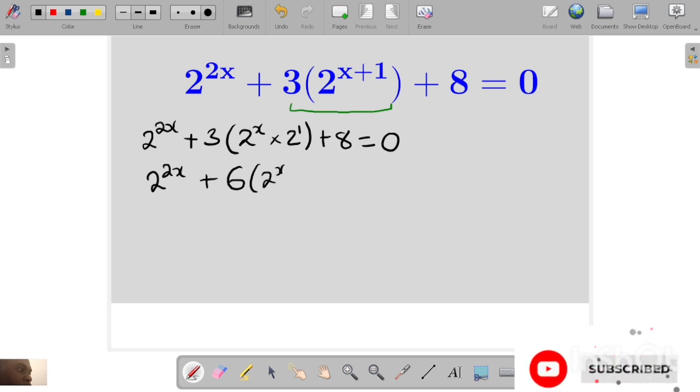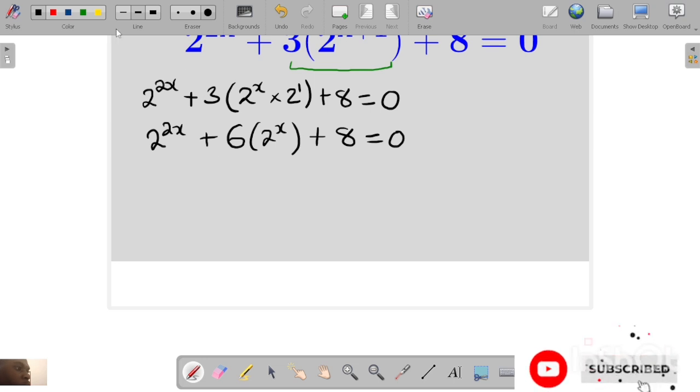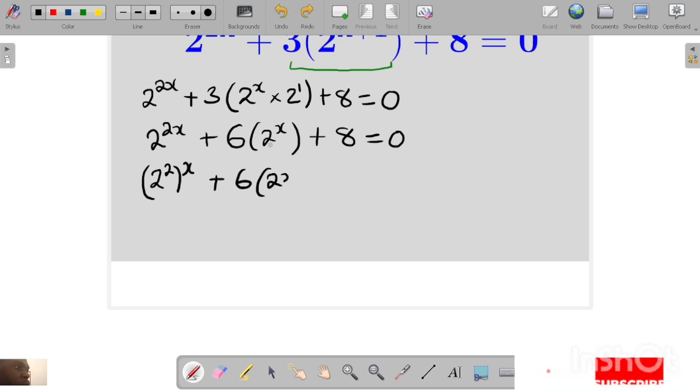Then 2 to the x plus 8 is equal to 0. Okay, so at this stage, 2 to the 2x is the same as 2 to the power 2 times x, plus 6 times 2 to the x, plus 8 is equal to 0.